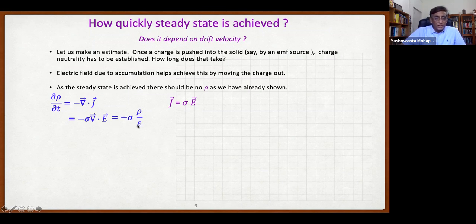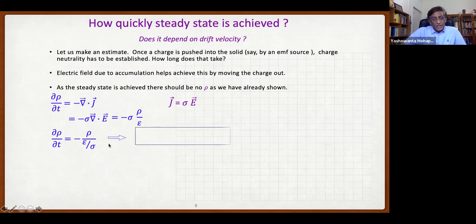Epsilon is the permittivity of the medium, and rho is the charge. It's a pretty general argument, so it could be anywhere. So del rho by del t equals minus sigma by epsilon times rho. What I have done is taken sigma by epsilon here, such that the inverse of this quantity has the dimensions of time, that we know, epsilon by sigma.